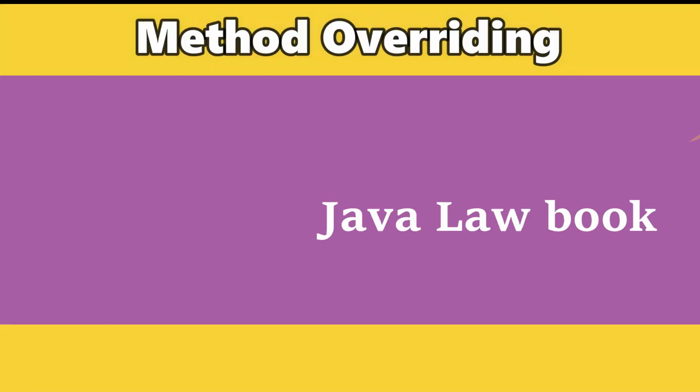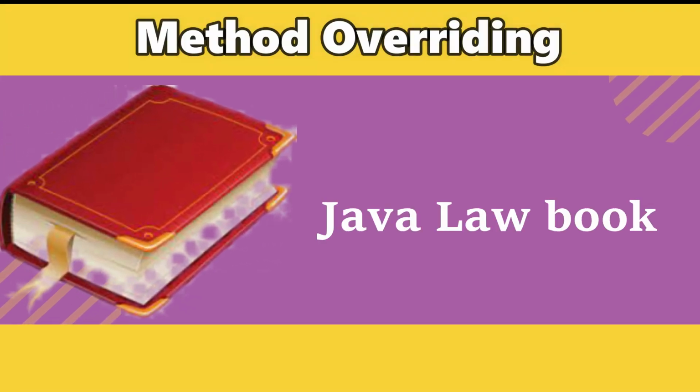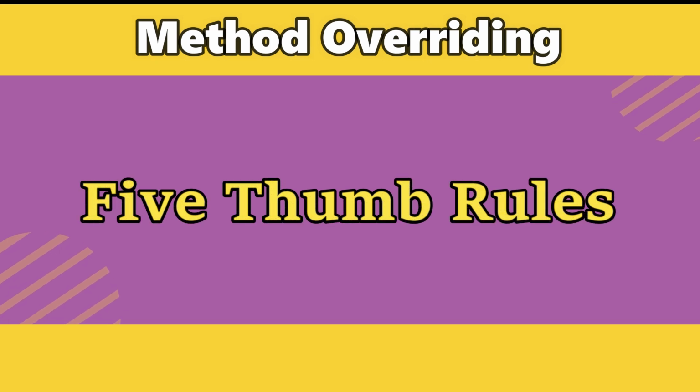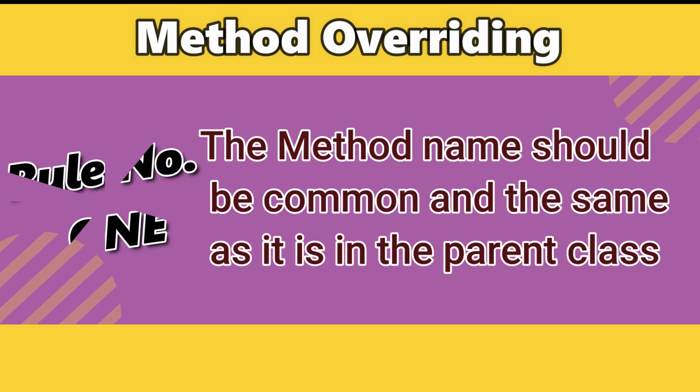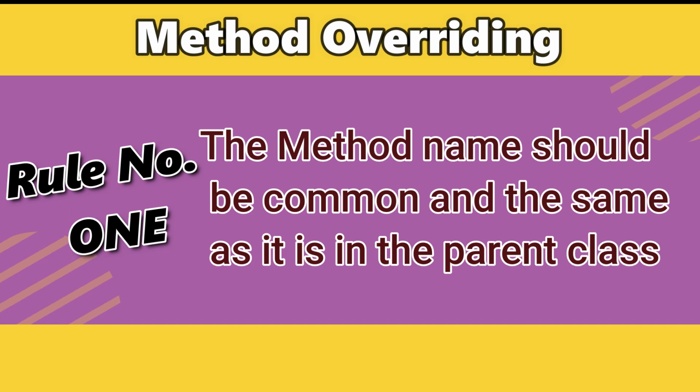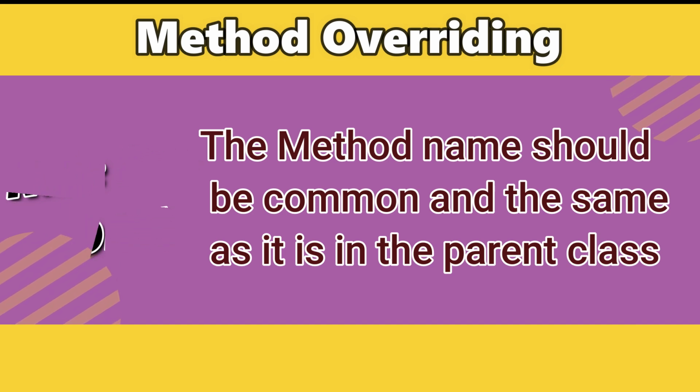So let's open the law book to understand method overriding in Java. From the law book, I found that there are 5 thumb rules which we need to follow to understand method overriding. Law number 1: the method name should be common and the same as it is in the parent class. So let's take this example to understand law number 1.